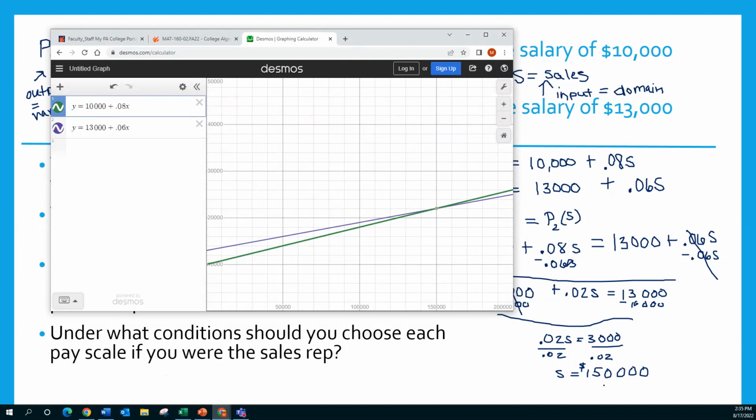Our next question asks us, under what conditions should you choose each pay scale if you're going to be the sales rep? This is where, if you're interviewing for that job, you want to ask historically what has been the sales for this territory. I can see here, mine's in color, and this is where it's so nice if you have a color calculator, but you can figure it out if you don't. The green one is the lower one up until where they're equal, and then the green line is higher. So if the historical sales for this position are less than 150,000, I would want to pick the purple line because that's the higher one. And if they're more than 150,000, then I would want to pick the green line because that's the higher salary.